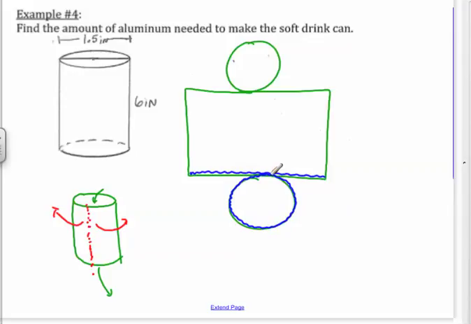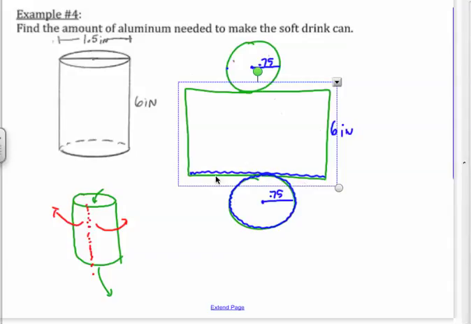All right, well, let's think about this. I know it's 1.5 all the way across, so that means it has to be 0.75 for the radius. I just cut the diameter in half. I just divided it by 2. And I know that the height of this thing is 6 inches. And so the only measurement that I'm missing is the base of that rectangle. Once I have the base of that rectangle, then I can find the area of everything.